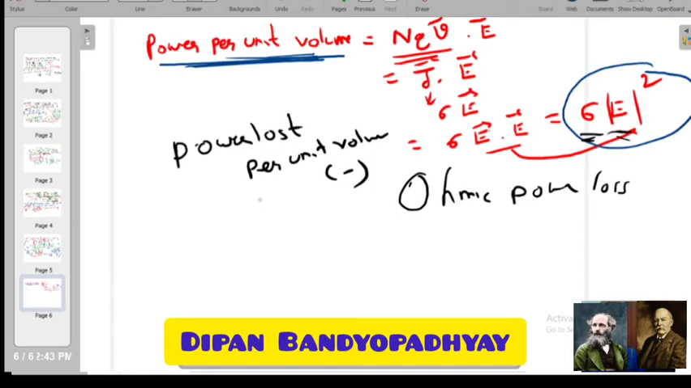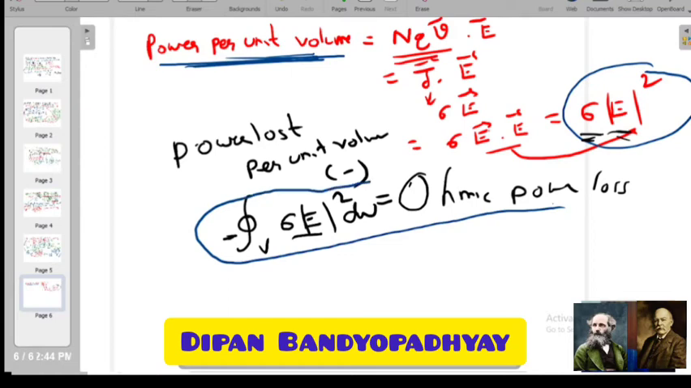So you need to multiply. That means I am talking about this term, the second term. This term is only the power loss per unit volume, multiplied by the volume, and you have a negative sign. This actually gives the ohmic power loss. Okay, so this is the significance of the second term of the right hand side of the equation.